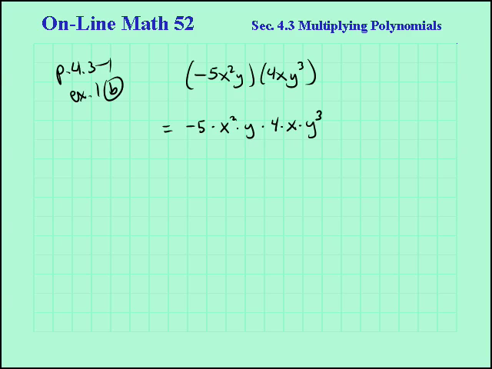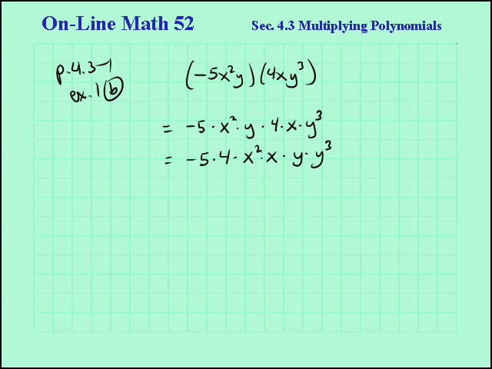And the reason we're able to switch some of these factors around is because of the associative property and the commutative property. So I'm going to have the 5 and the 4. I'll write them together. They're the numbers. I'll write the x squared times the x together and the y times the y cubed. So it'll look like this. Negative 5 times the 4 times x squared times x times y cubed. No addition anywhere, all multiplication.